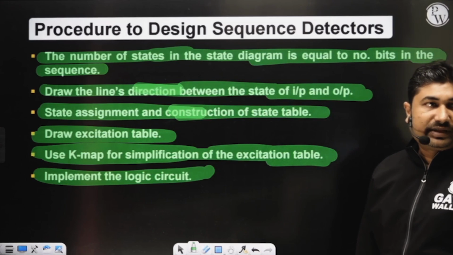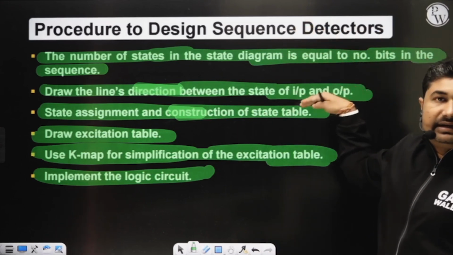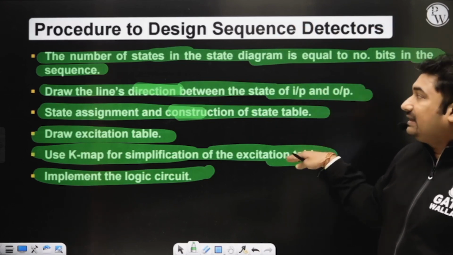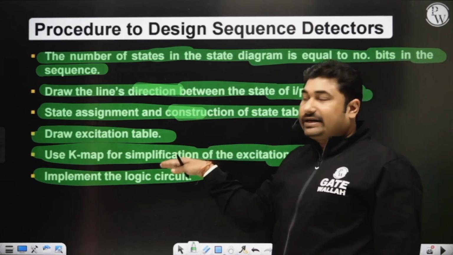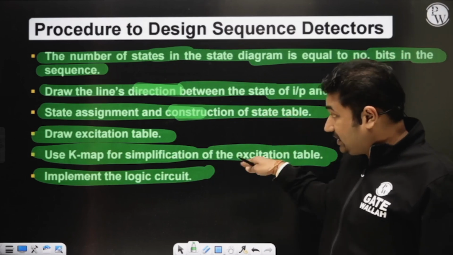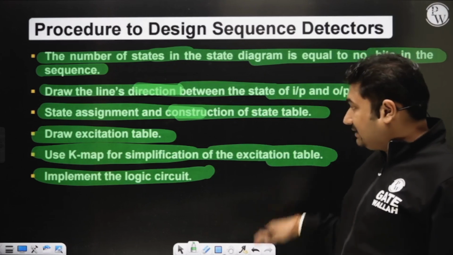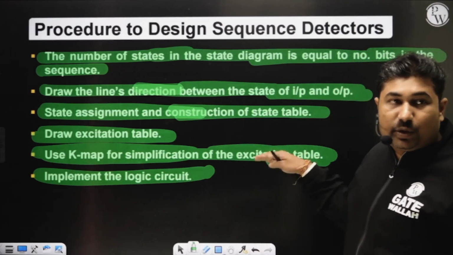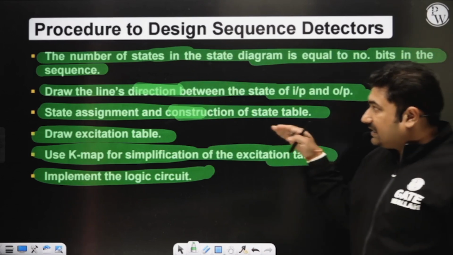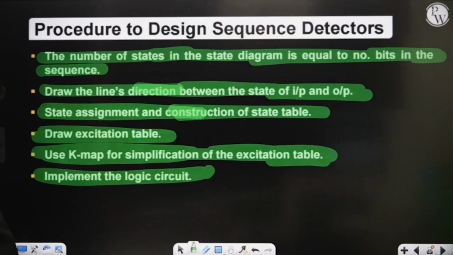Is it okay? Yes, sir. So first, find the number of states, then draw the state diagram. After the state diagram, do the state assignment, A, B, C, D, and so on. Then draw the excitation table. From the excitation table, you will get the excitation equation. Use K-map to find the minimized excitation equation and then implement the logic circuit. So we need to go with these 6 steps only, okay? Now please observe here.